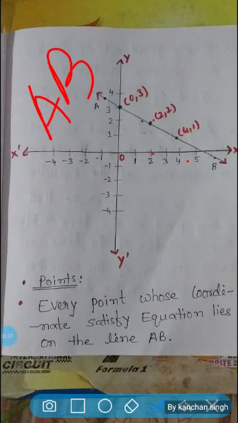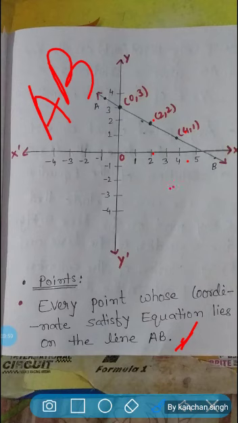Some points we have to remember. Every point whose coordinates satisfy the equation lies on the line AB, and any point on the line will satisfy the equation. Is that okay?